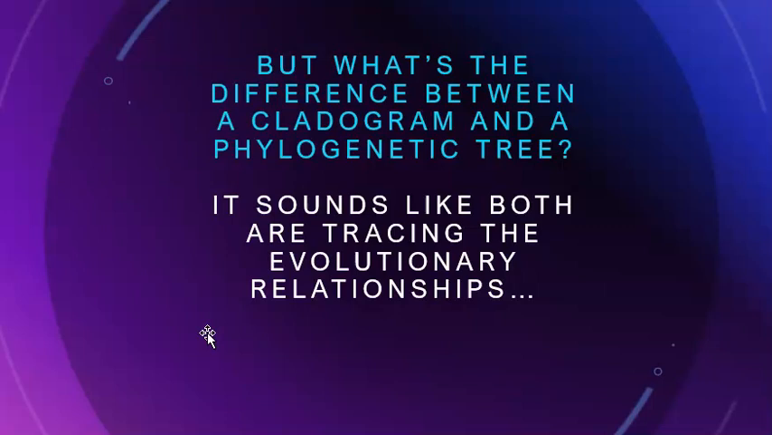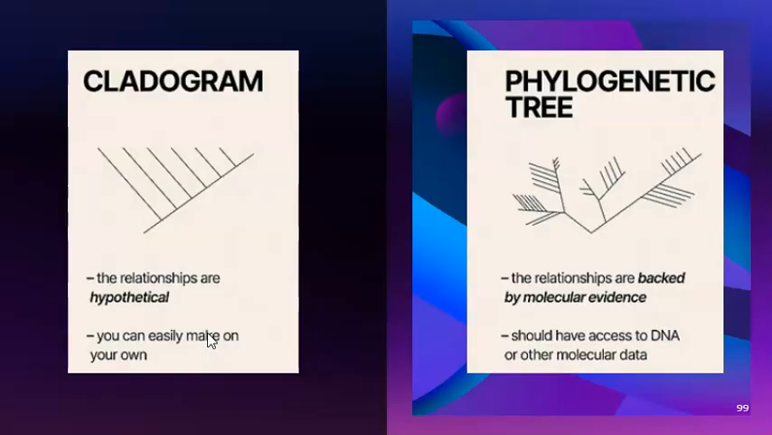But what's the difference? Because we've talked about cladograms and I mentioned phylogenetic trees. And it sounds like both of them are tracing these evolutionary relationships. So what sets them apart from each other? Well, in a cladogram, the relationships are all hypothetical. You could sit down and make one right now based on when you think different evolutionary changes happened, based on the first time an animal with hair came about or the first time fins were documented. You can make your own. It's guesswork. But phylogenetic trees are like the science-backed version of that.